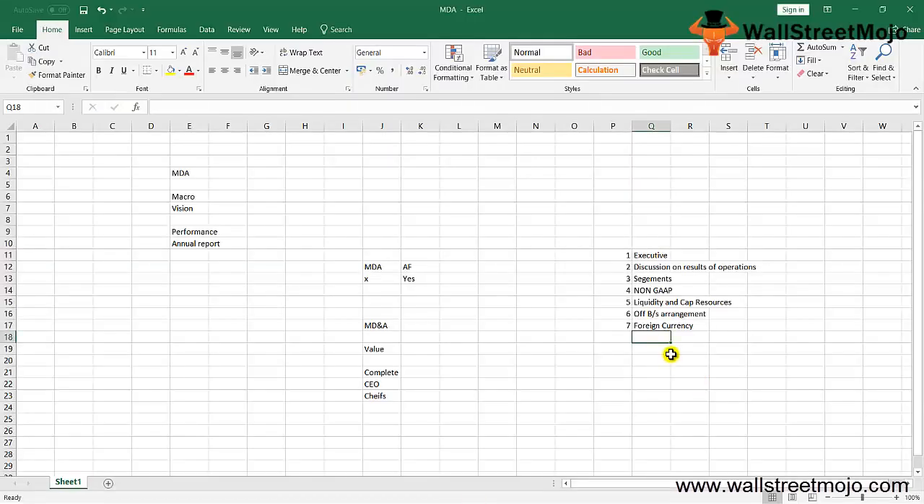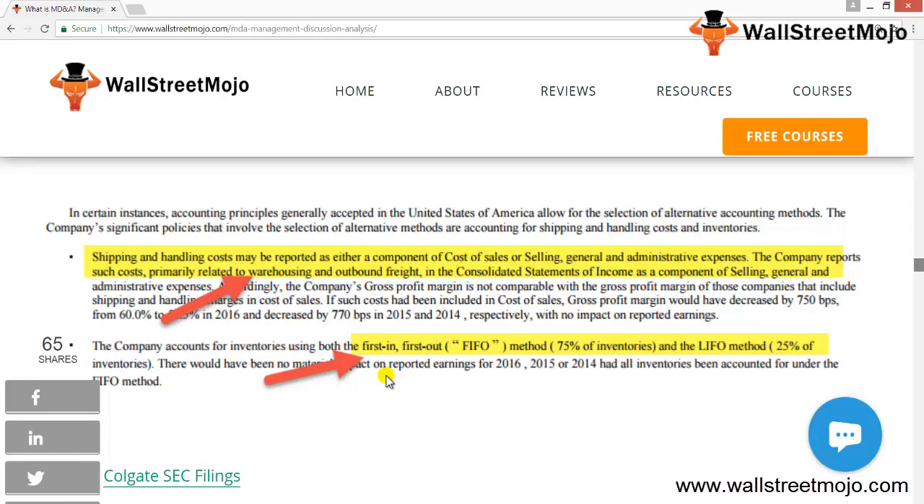Now the eighth is basically the critical accounting policies. So I'll just write accounting policies over here. In case of the accounting policies, in this section, the company management discusses critical accounting policies that have meaningful impact on the financial representation of the company's health. Now this is how the things go about for the same. The shipping and handling costs may be reported as a component of the cost of sales. Over here, the company accounts for inventory using the FIFO method for 75% of the inventory, and LIFO for 25%.